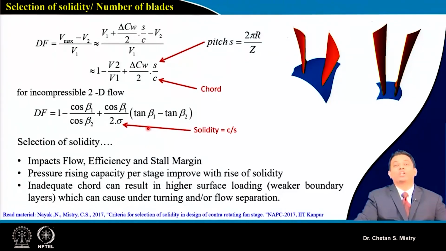Now, when I say solidity needs to be higher, we know this solidity is a function of my chord, and pitch we have defined as 2 pi r by z, where z is nothing but the number of blades. So now we have two parameters that are very important for our selection. One is the number of blades, and second is my chord. When we say chord, that needs to have a sufficient amount of length.